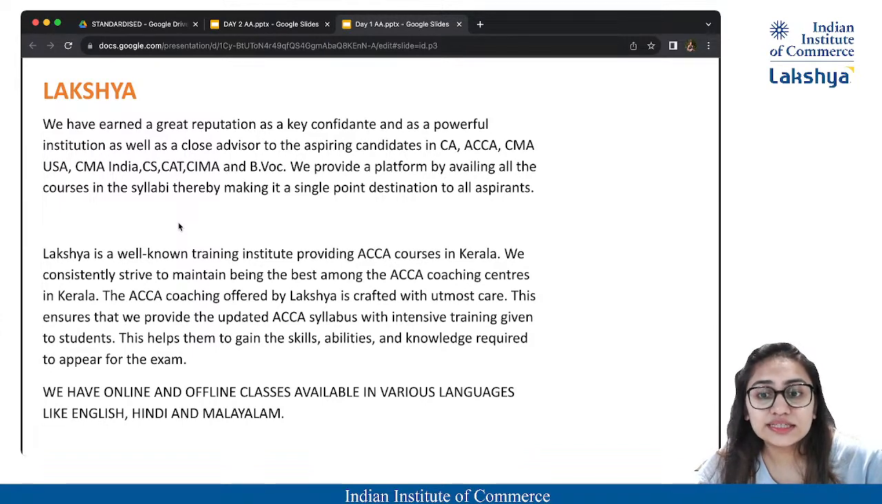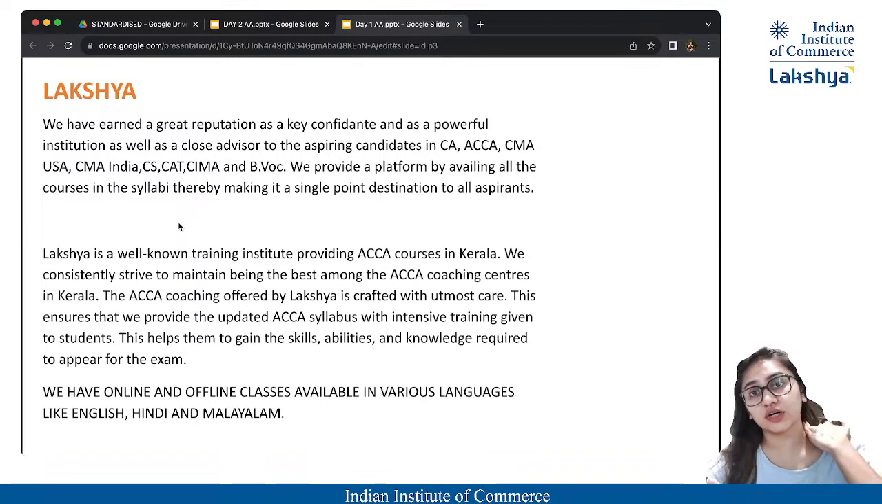We constantly strive to maintain being the best amongst the ACCA coaching centers in Kerala, which is known to everybody. Okay, Lakshya is known as one of the best in providing everything that commerce offers, and that is why it is the Indian Institute of Commerce. The ACCA coaching offered by Lakshya is crafted with utmost care. So we have a pool of best faculties in place for this course at Lakshya and for every course at Lakshya, to be really precise with that.